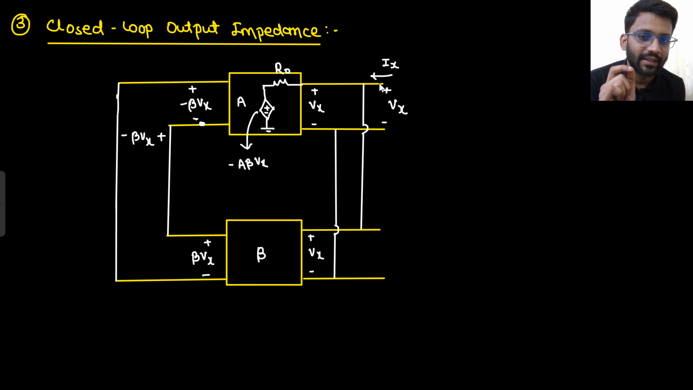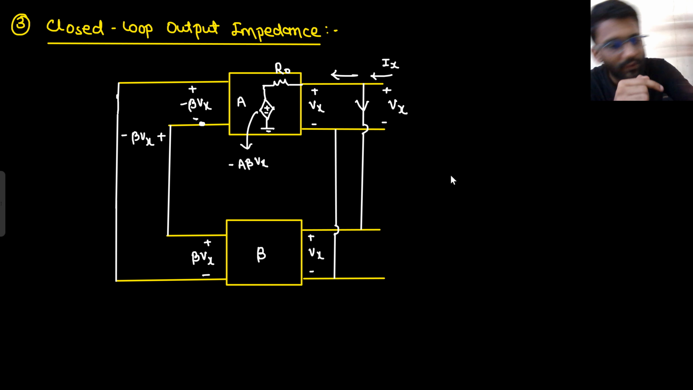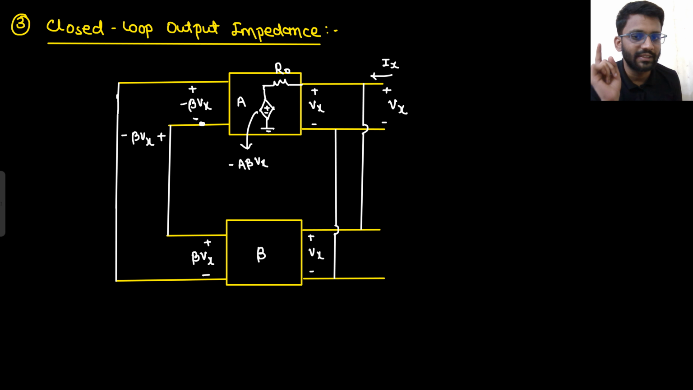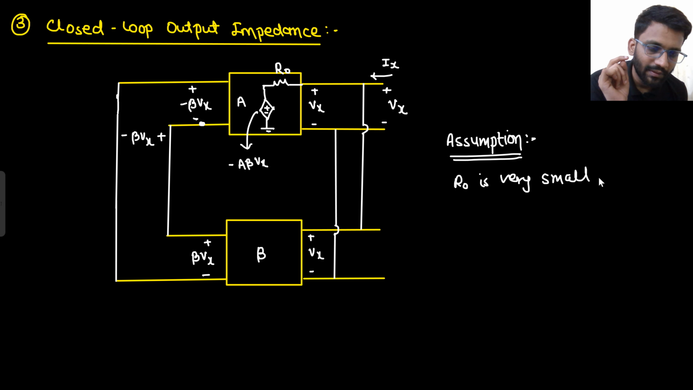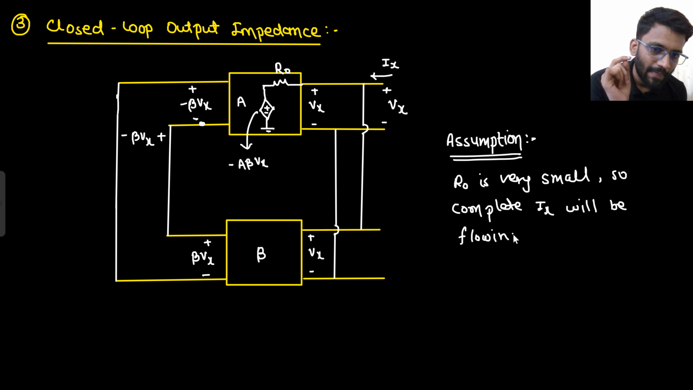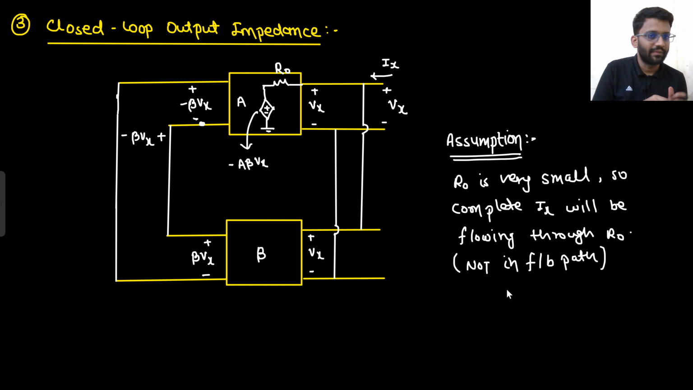Now one assumption we will make, that is this Ix current is flowing. Now this Ix current can go here as well and it can go here as well. But R0 value is so small that complete Ix will be flowing through R0 only. It will not go into feedback path. So this is the assumption we are going to make. Assumption is R0 is very small, so complete Ix will be flowing through R0, not in feedback path. So this is an assumption that complete Ix will be going here only. Well and good. So this is the complete Ix.